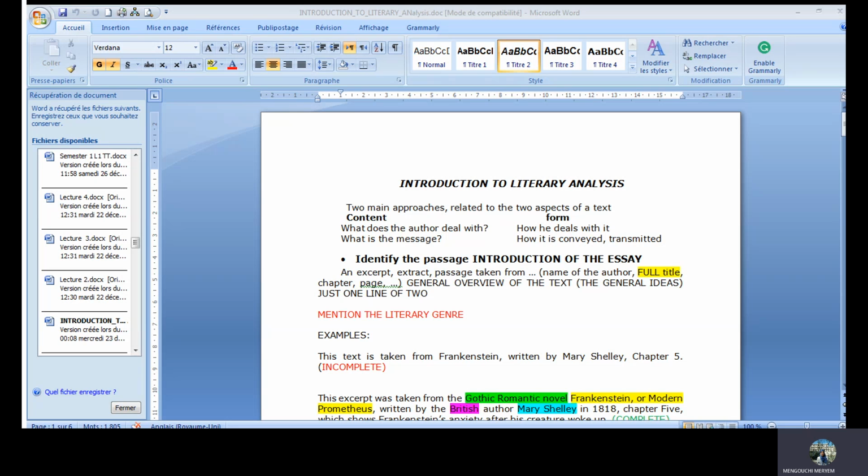The first thing you should know in the method of literary analysis is how to deal with the literary text, how to speak about the literary text and write about the literary text. Okay, first thing you should bear in mind is that the teacher knows nothing about the literary text. You will be teaching them about the literary text.